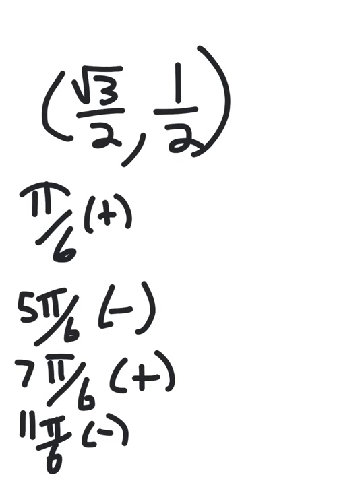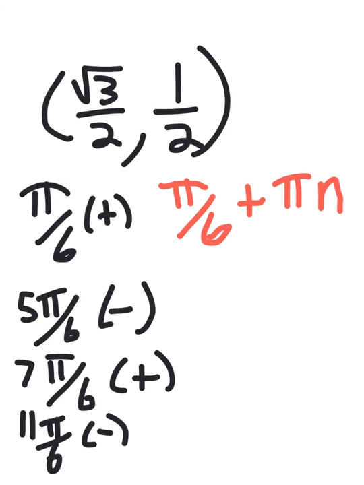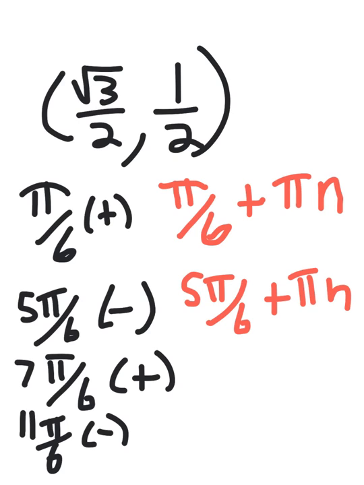So I'm going to do the same thing that I did with the previous problem. To get all infinite answers, I'm going to take pi over 6, but I'm going to add pi this time because it repeats itself every pi. I'm going to take 5 pi over 6. I'm going to add pi n, remember coterminal, because it repeats itself every pi, or its period is pi.